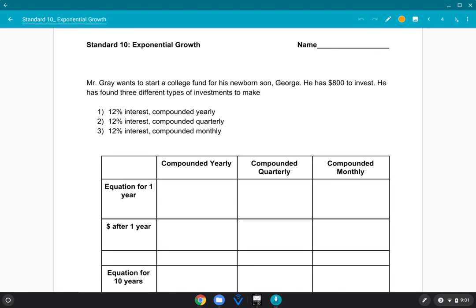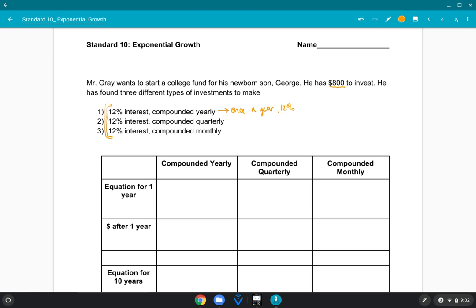So let's see. Mr. Gray wants to start a college fund for his newborn son, George. He has $800 to invest. He has found 3 different types of investments to make. They all have the same interest. It's all a 12% interest rate, which is pretty high, but it compounds at different times. When you say compounds yearly, that means once a year, 12% is added on or multiplied on, okay?